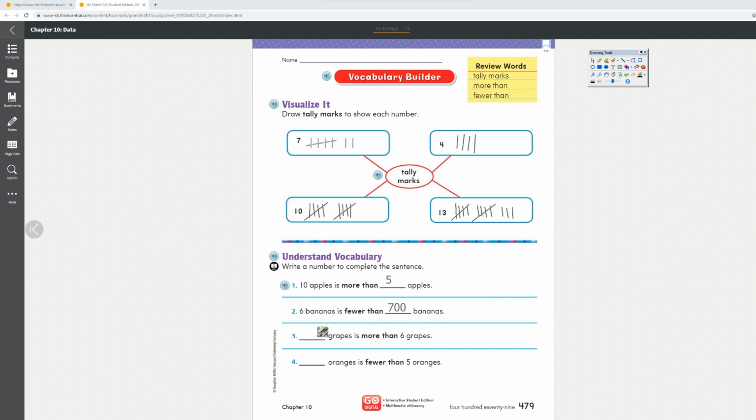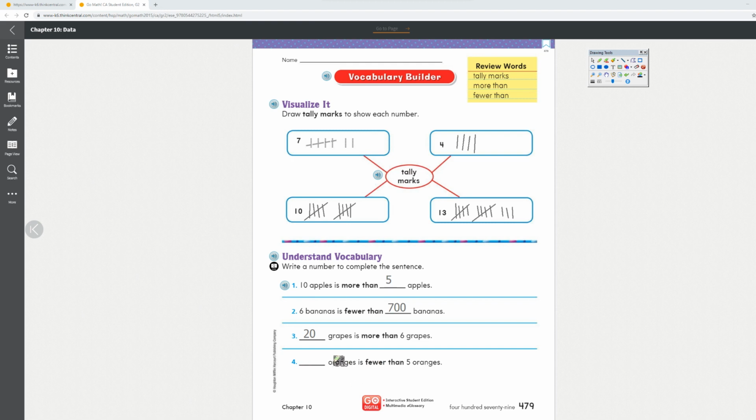Number 3, how many grapes is more than 6 grapes? Same thing, you can put any number bigger than 6. So 7 grapes is more than 6 grapes. 9 grapes is more than 6 grapes. 20 grapes is more than 6 grapes. Any number you want above 6.